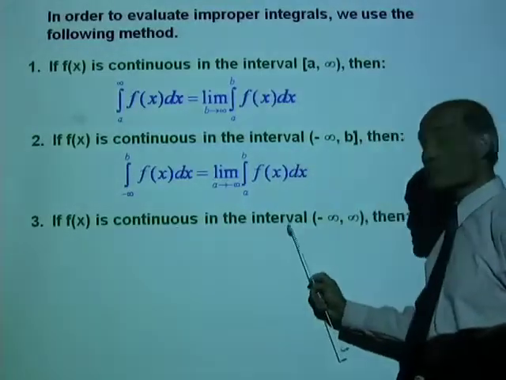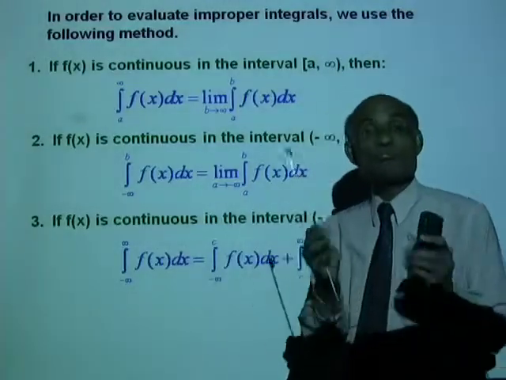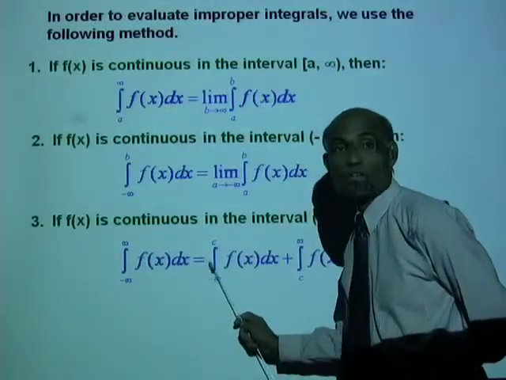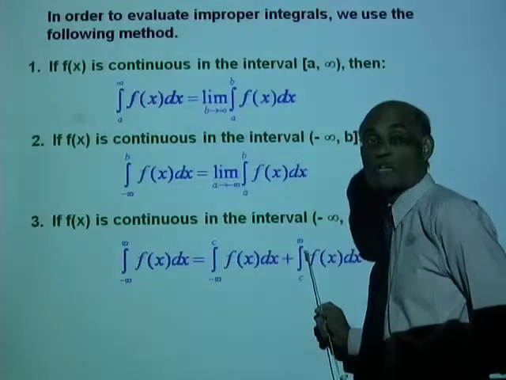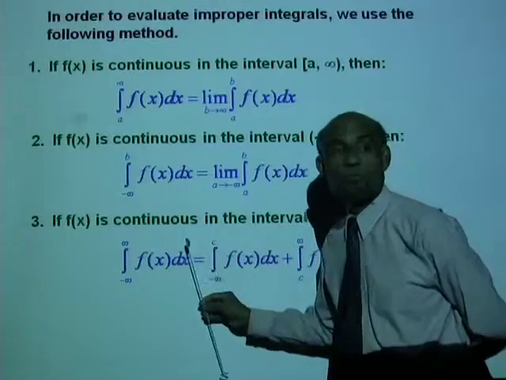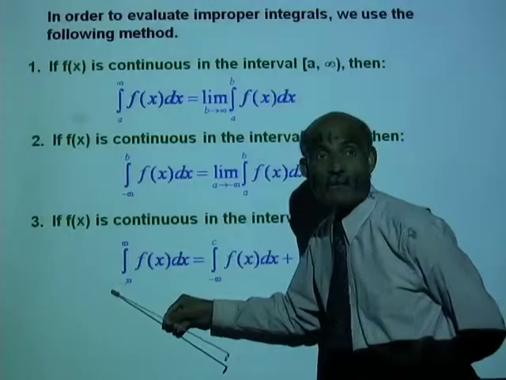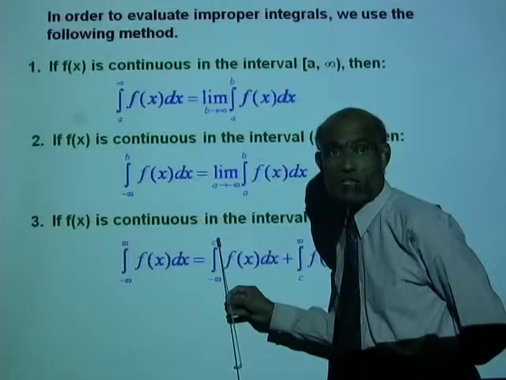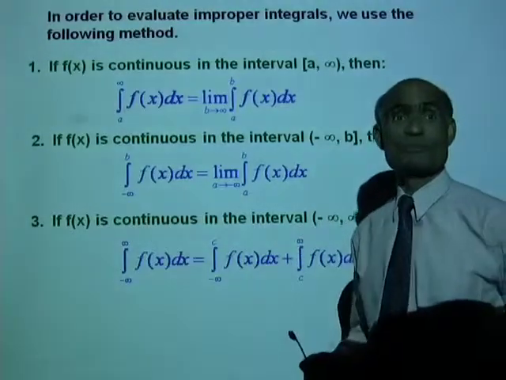If f of x is continuous on negative infinity to positive infinity, then we've got to break the improper integral into two pieces. We would say this is the same as integral negative infinity to c f of x dx plus integral c to infinity f of x dx. That's not difficult to understand. We want to measure the area enclosed by the graph of this with the x-axis from negative infinity to positive infinity. So first we measure the area from negative infinity to c, and then we measure it from c to infinity and add them together. There is no problem in that.